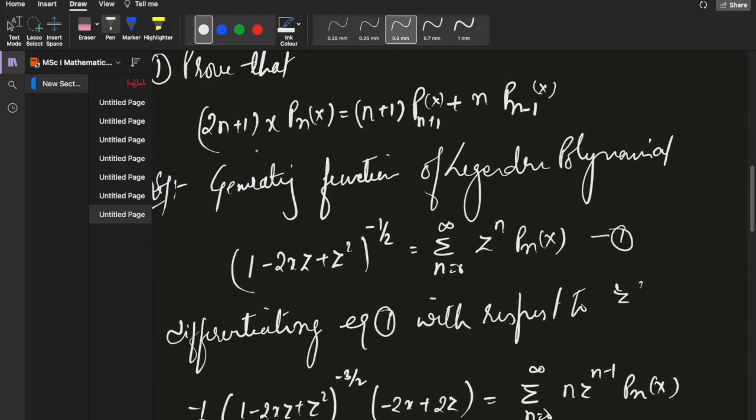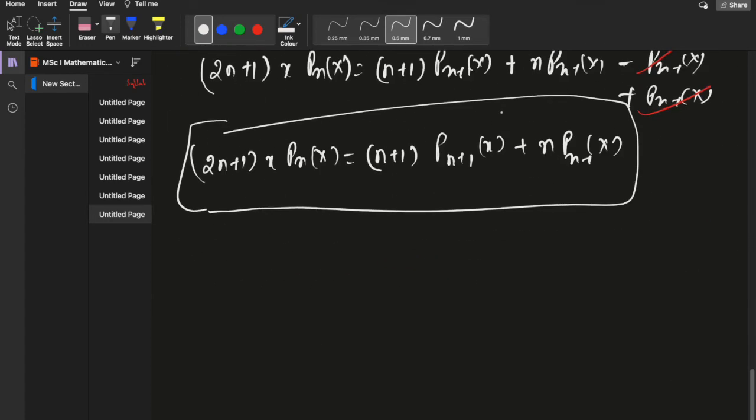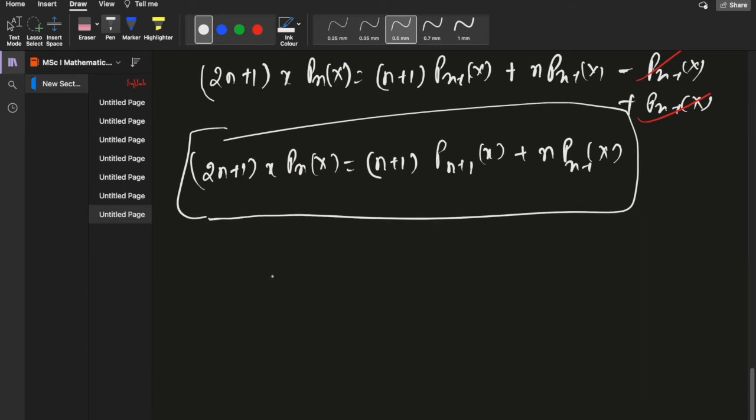Alright, (2n plus 1) x P_n(x) is equal to (n plus 1) P_(n+1)(x) plus n P_(n-1)(x). So this can be asked as a recurrence relation. It can be a recurrence relation, or it can be asked as a question.